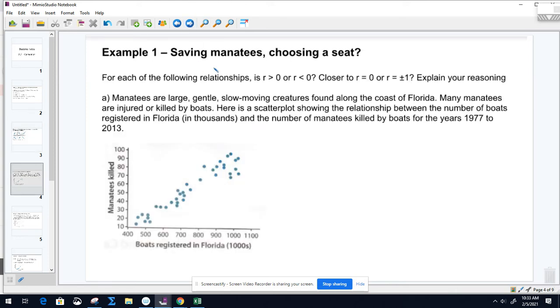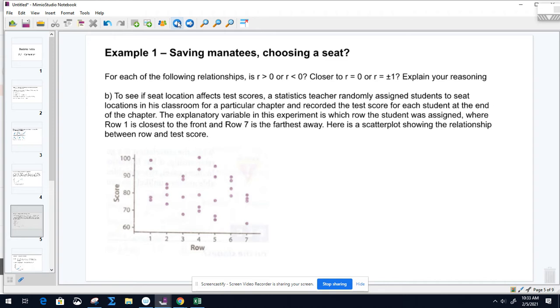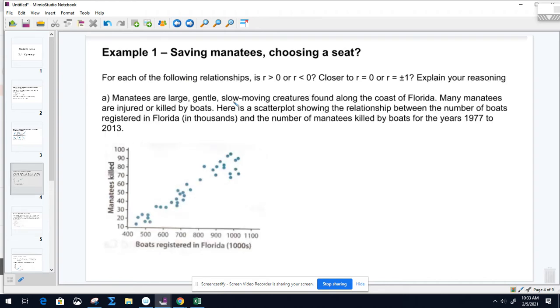So let's take a look at example 1. Saving manatees, choosing a seat. So there's going to be two examples here, this one and then this one. We'll start with this one first. It says, for each of the following relationships, is R greater than 0 or R less than 0? Is it closer to R equals 0 or R equals plus or minus 1? Explain your reasoning. So we've got to make sure, number one, we have an explanation here. The wordage is pretty important, okay?